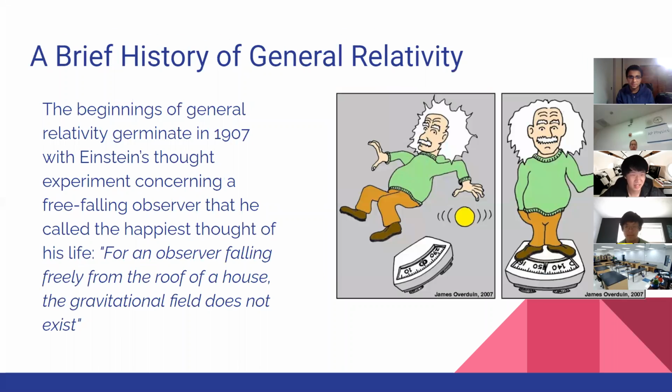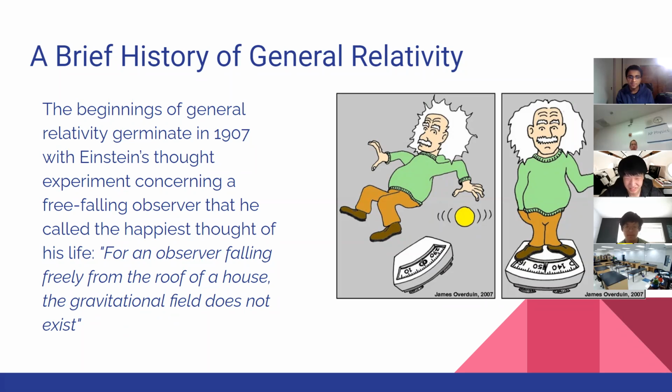So the beginning of general relativity germinated in 1907. He first thought, what does a free falling object feel like? For an observer falling freely from the roof of a house, the gravitational field does not exist. Imagine you're jumping off the roof of your house. What do you feel? You can feel the gravitational force, right?